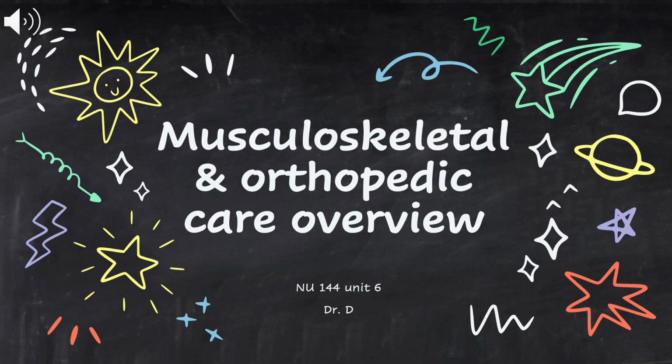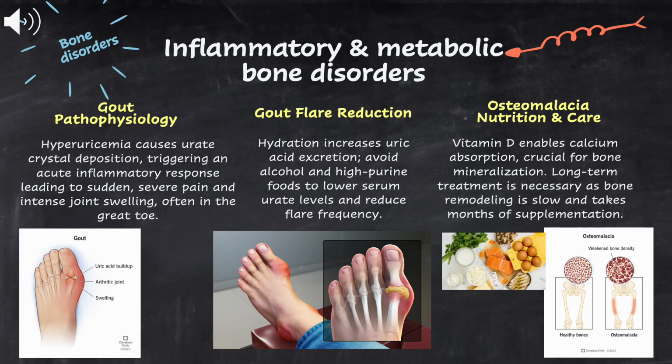As we move through this unit, I want you to think in terms of safety, early complication recognition, and priority nursing interventions. Many musculoskeletal conditions can quickly become limb-threatening or life-threatening if not identified early, especially compartment syndrome, fat embolism, infection, and electrolyte disturbances. We will also review dosage calculations relevant to orthopedic and IV therapies, so be prepared to apply both clinical judgment and math accuracy. Let's get started. Now, let's move into inflammatory and metabolic bone disorders.